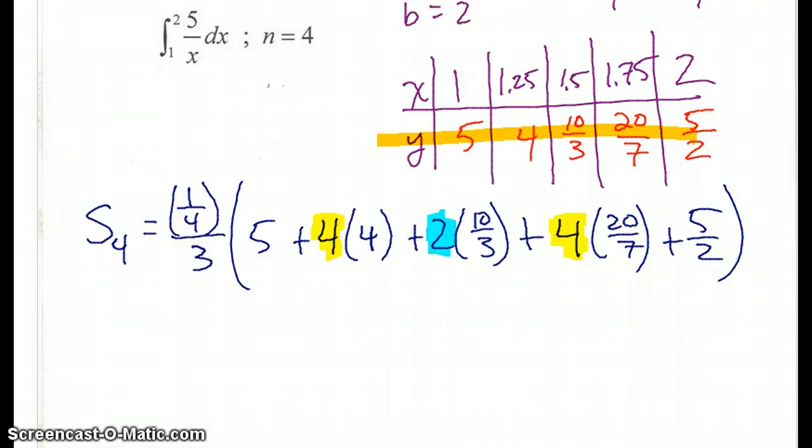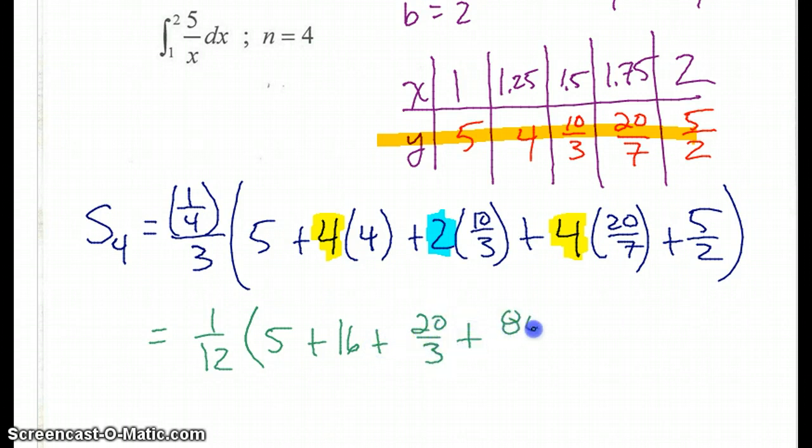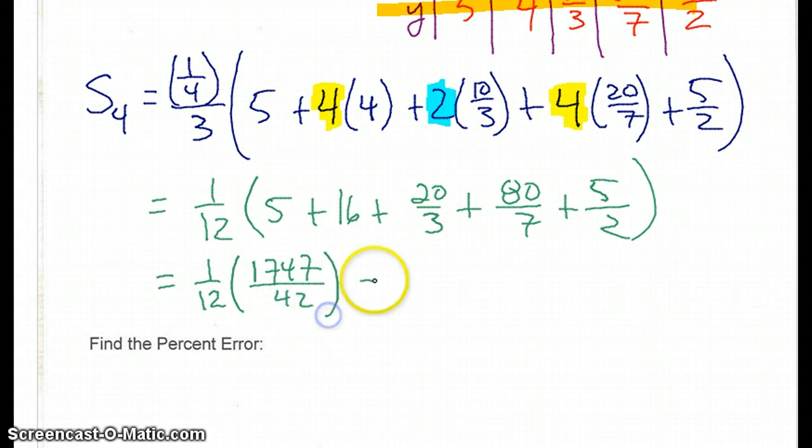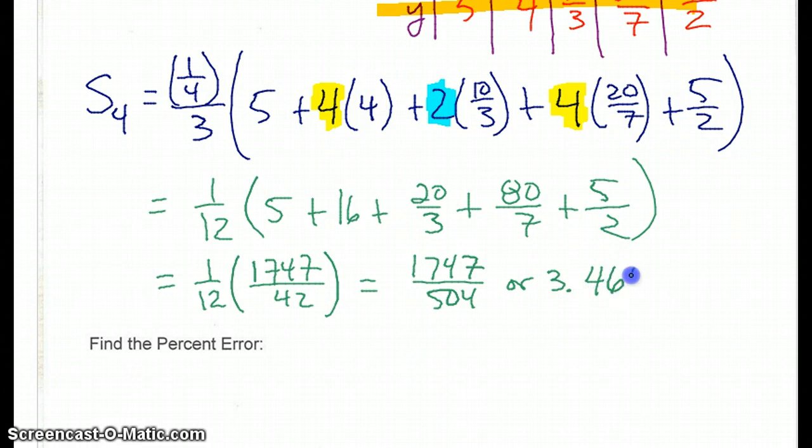So if we look at this, we should get 1/12 of 5 plus 16 plus 20/3 plus 80/7 plus 5/2. This is equal to 1/12 of the quantity 1747 over 42, which is equal to 1747 over 504, or 3.4663, depending on what I'm asking you.